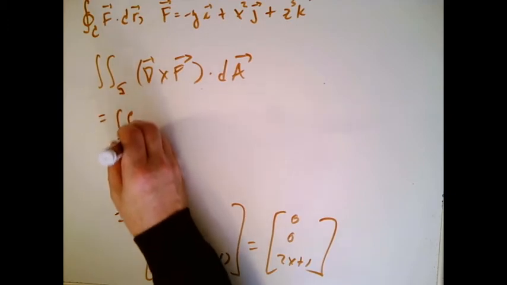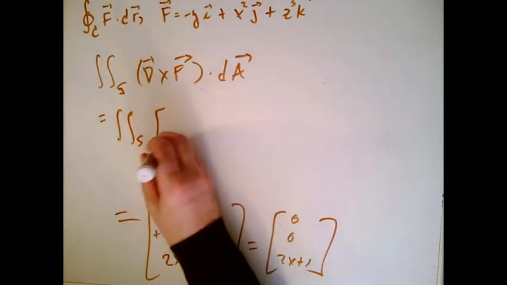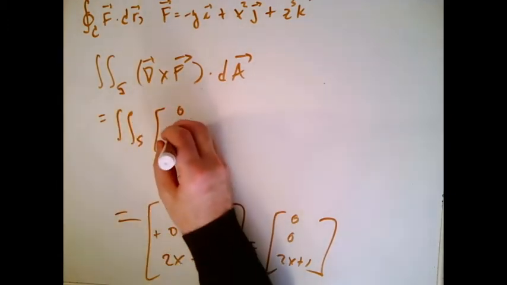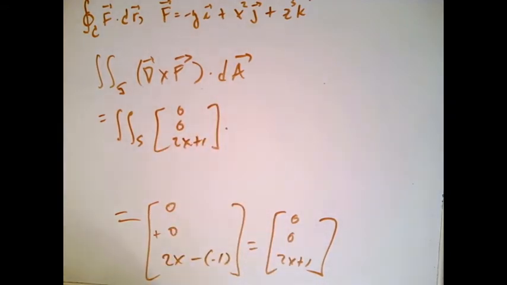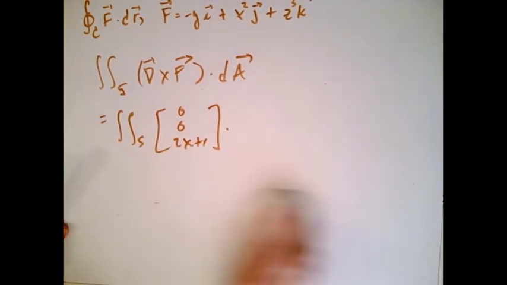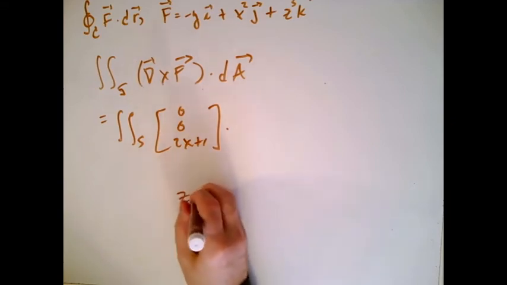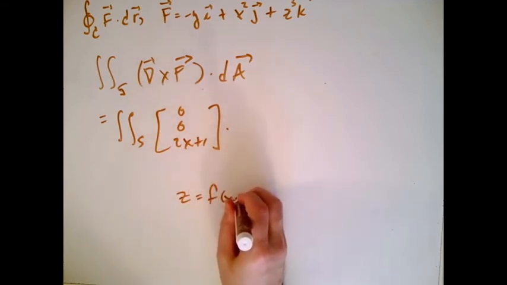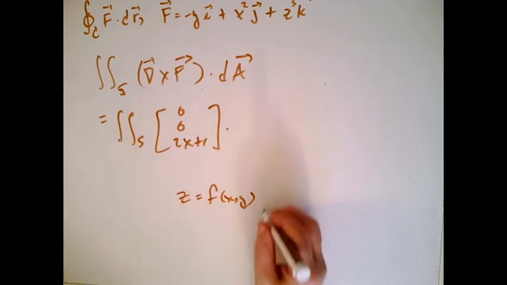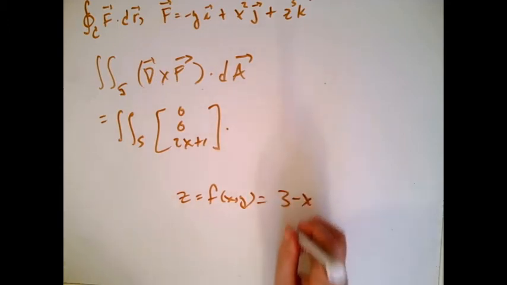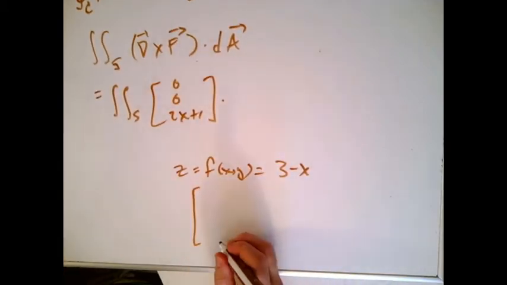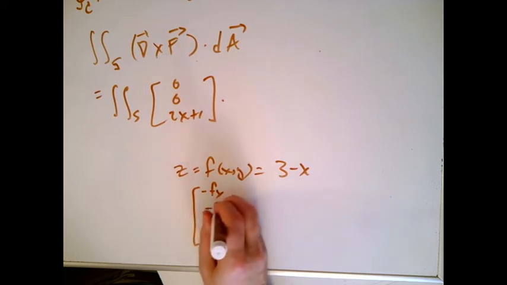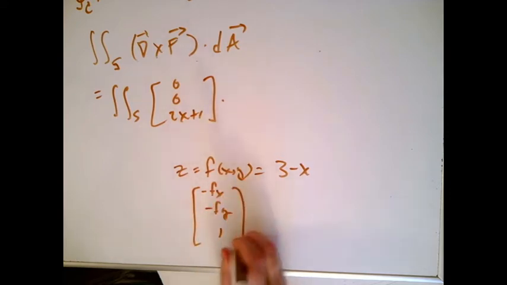So I'm going to get the integral over S, and then I'm going to get the curl vector 0, 0, 2x plus 1. Yay. Dot it with our area vector. Well, we now need our area vector. The only way we know how to find area vectors this semester is if we're lucky enough to have a function. If z can be written as a function of x and y, well, we have that. We just have 3 minus x. And just a reminder that the area vector should then be minus fx, minus fy, 1 like that.